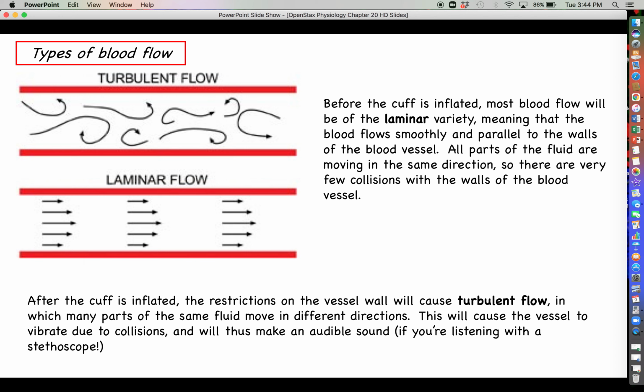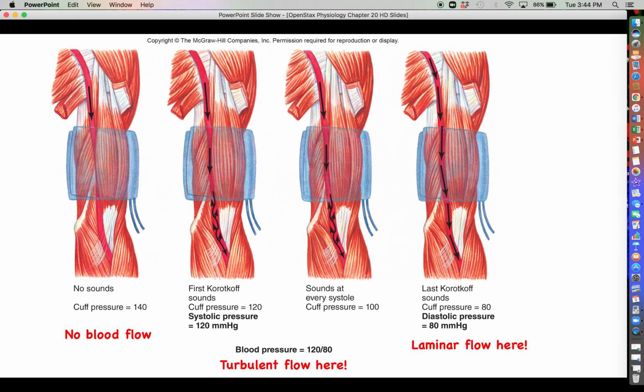So laminar blood flow if the brachial artery is totally unobstructed, turbulent blood flow if the brachial artery is obstructed but blood can still squirt through. So let's walk ourselves through the actual process of taking someone's blood pressure. When you inflate the cuff to a good high pressure, something above 140 millimeters mercury, you have totally closed the brachial artery at this point. So no blood can flow through at all if you are listening right here. So this is no blood flow, so this is going to be silent. You can't hear blood flow if there is no blood flow at all.